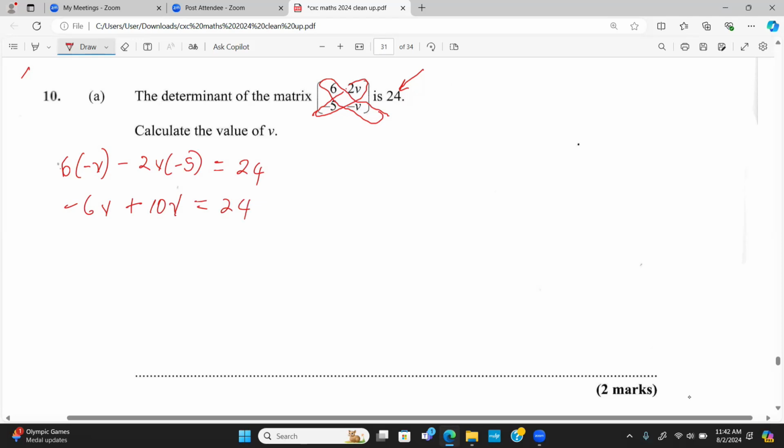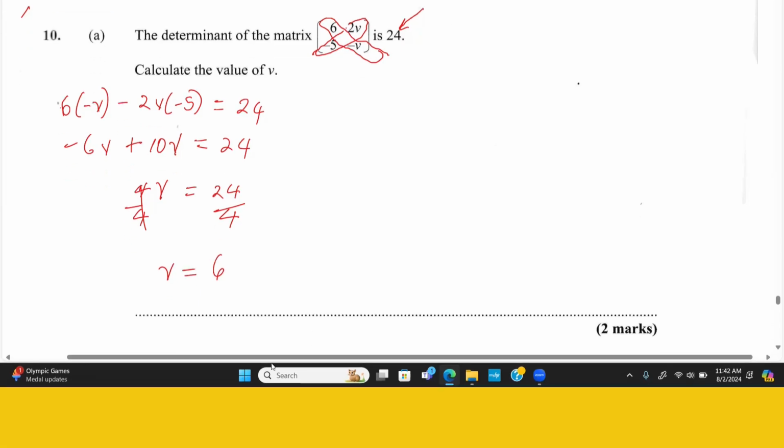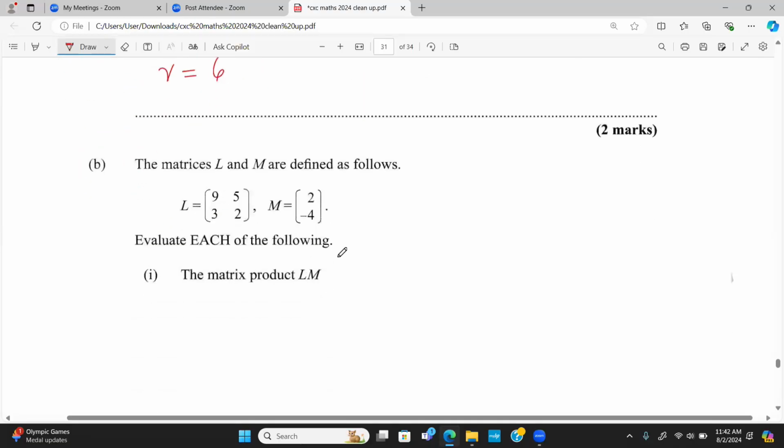So as we go, negative 6v plus 10v is positive 4v, which is equal to 24. And solving for v, we divide both sides by 4. So v is equal to 6. So basically, we're saying if v is 6, then the determinant would be 24. All right, let us continue.